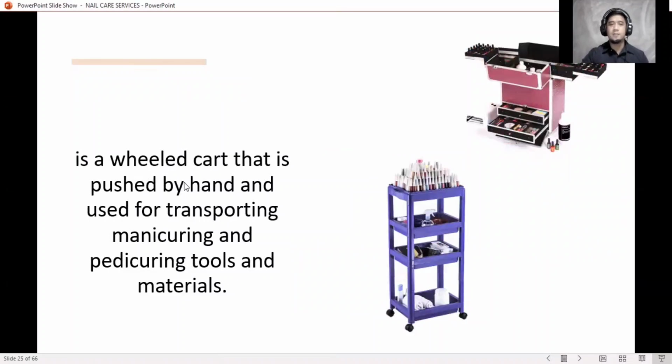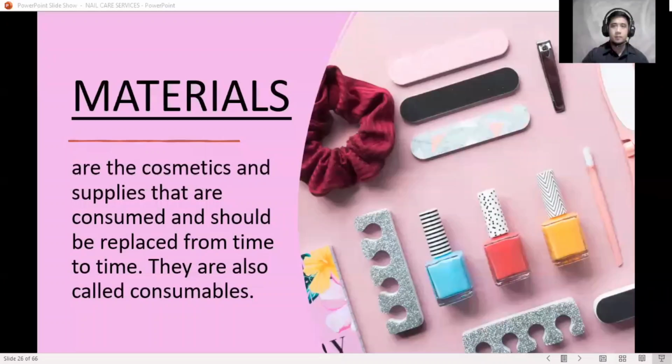Next, we have this wheel cart that is pushed by hand and used for transporting manicuring and pedicuring tools and materials. Okay, so it has a wheel like this one. We call this a trolley. Okay, it's a trolley. Next.